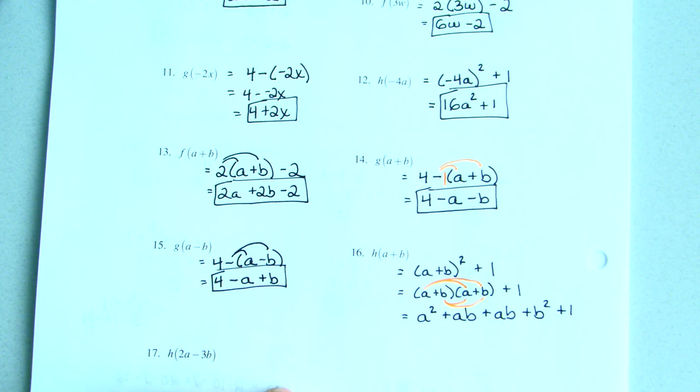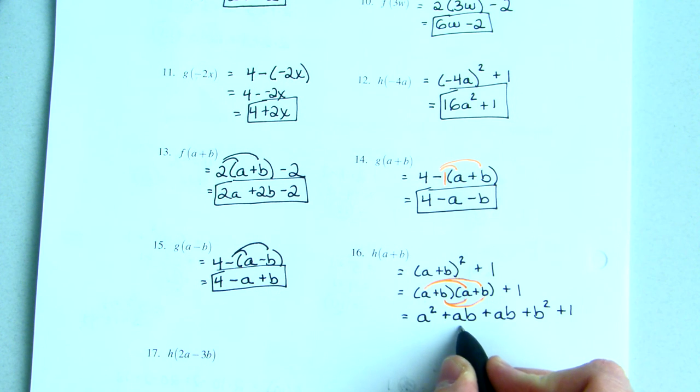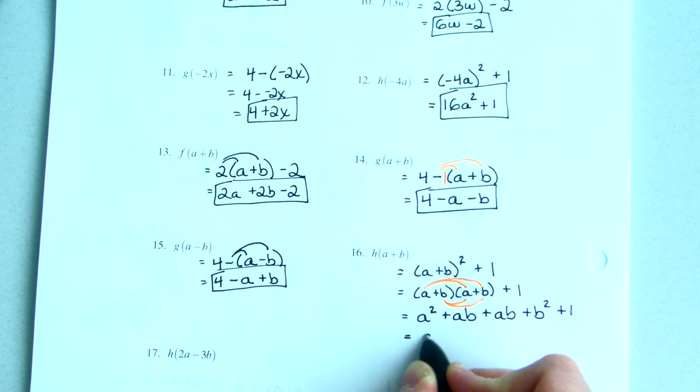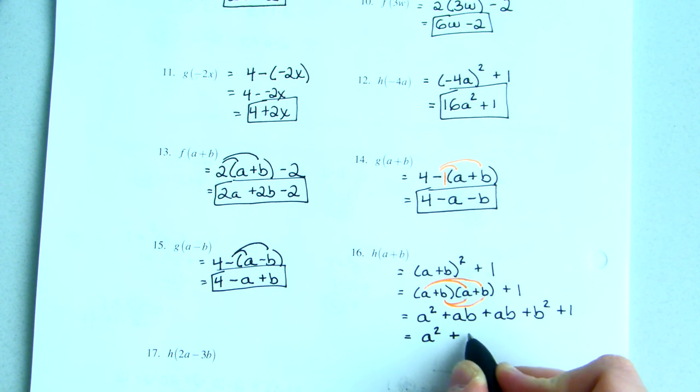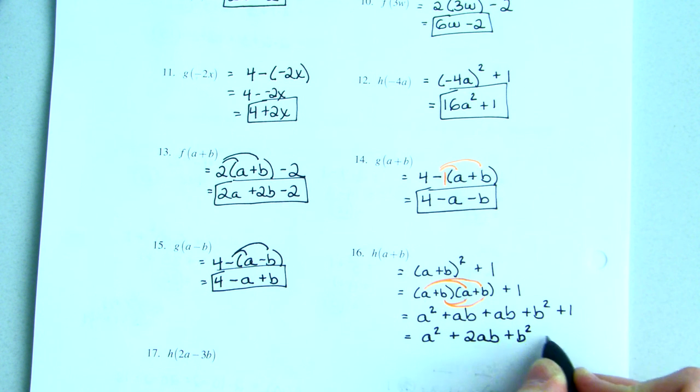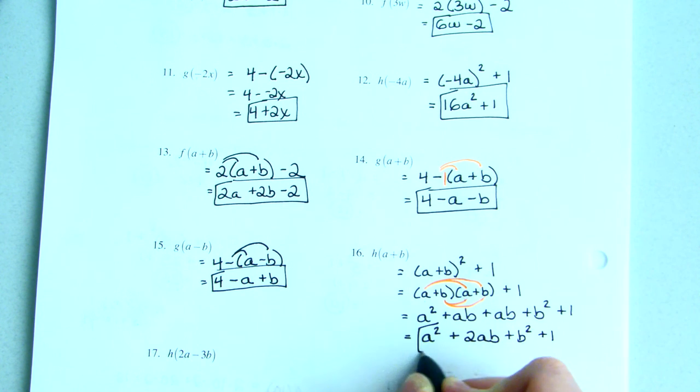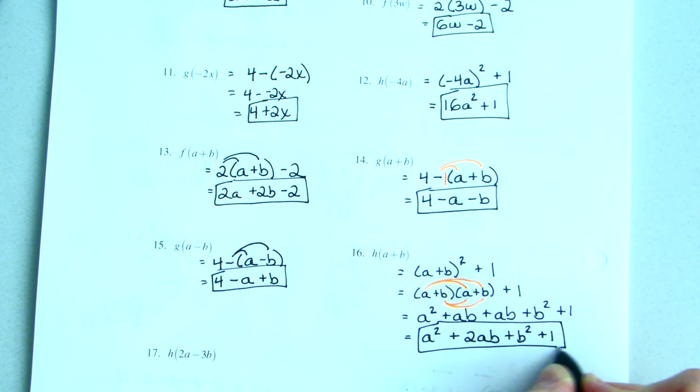There's a tiny bit of combining like terms you can do over here. ab plus ba is going to give me 2 of those ab's. So I'm going to say a squared plus 2ab plus b squared plus 1. And that's my final answer to that. A squared plus 2ab plus b squared plus 1.